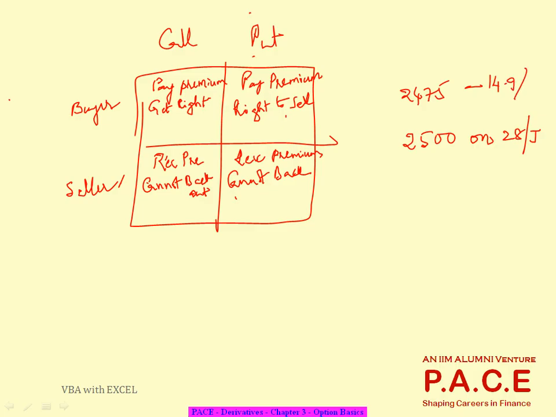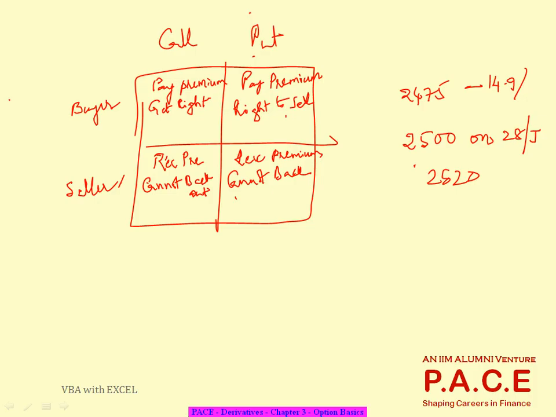By paying 14.9, whatever may be the scenario on 28th June, I can buy Infosys at 2500. If I want, I will buy. Otherwise, I will not buy. Now, if I buy, when will I buy? Only when I see that I am at a benefit. That benefit is if the live price on 28th, let's say, is 2520, then I prefer buying it at 2500.